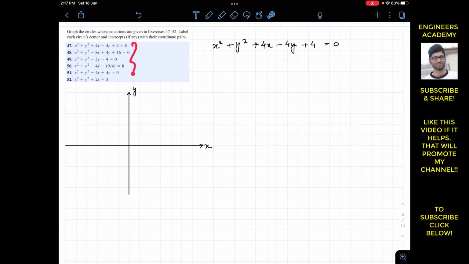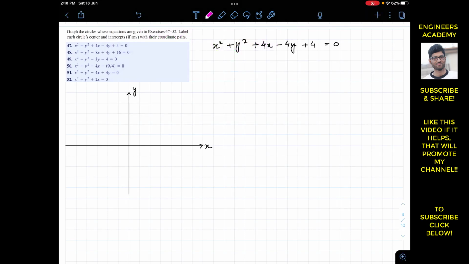So now we are given these general form equations for circles, and we are required to represent these equations on graph paper. For that we have to find the center and radius of each circle represented by these equations. Since this equation, x square plus y square plus 4x minus 4y plus 4, is known as the general form of the circle equation, we need to convert it into the standard form.